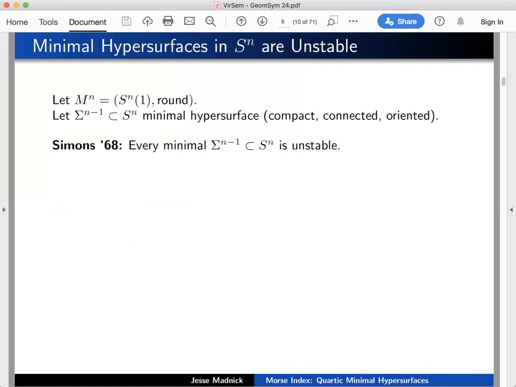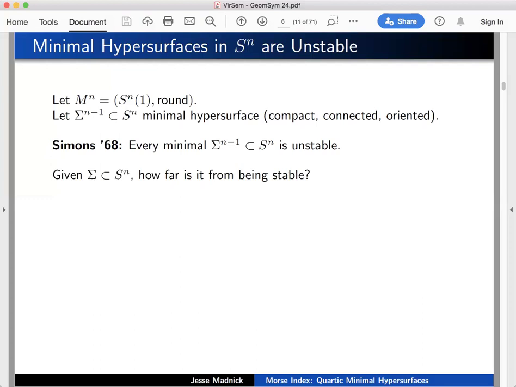So the ambient space for us, M, will be the round sphere of constant curvature 1. And let sigma, again, denote a minimal hypersurface, always assuming compact, connected, oriented, and smooth. And so a question you might ask is, which minimal hypersurfaces in the round sphere are stable? Right? Which ones are stable? And the theorem of Simon says none of them are.